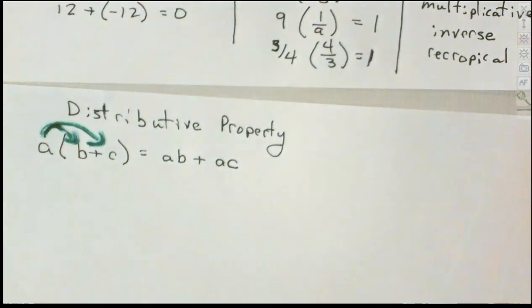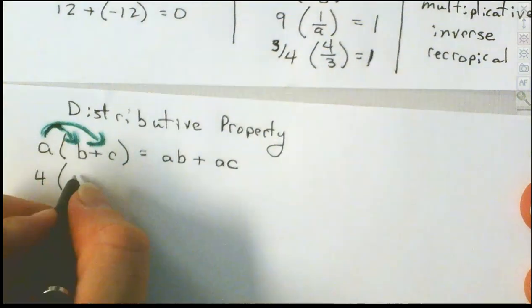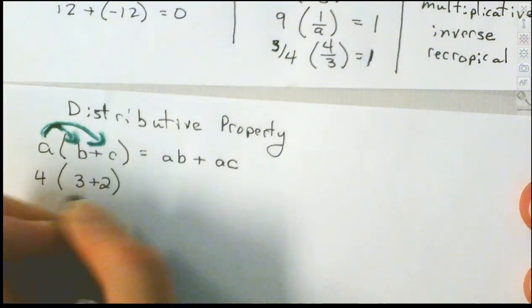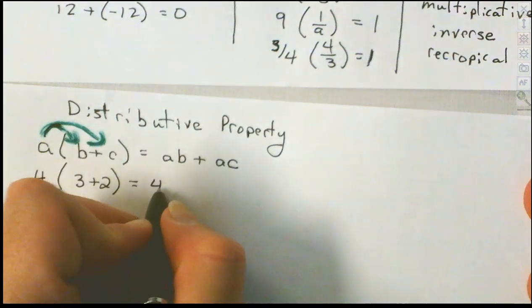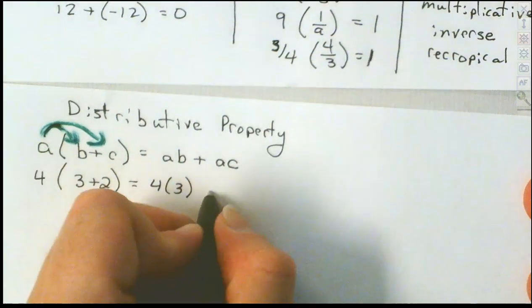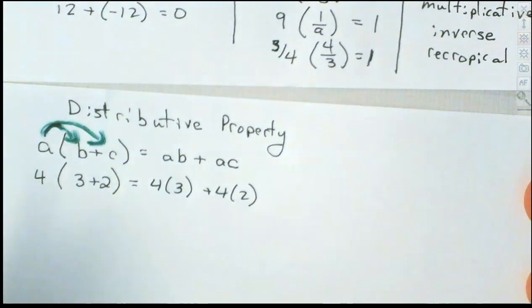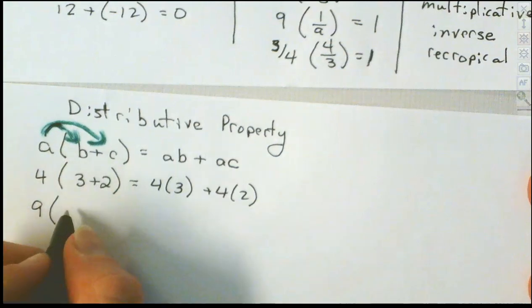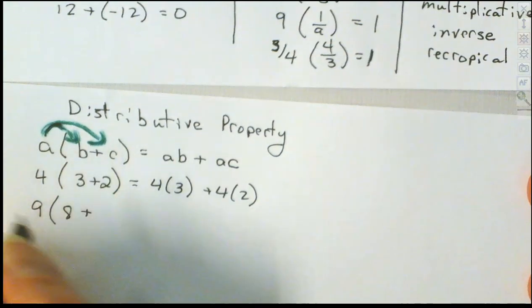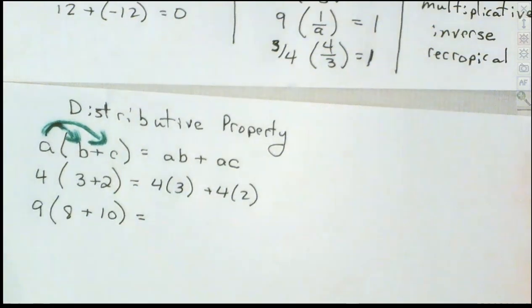Here's an example. 4 times 3 plus 2 in parentheses is going to be the same thing as 4 times 3 plus 4 times 2. Or 9 with parentheses times 8 plus 10. That would be the same thing if you use your distributive property.